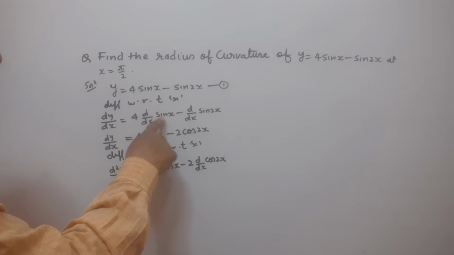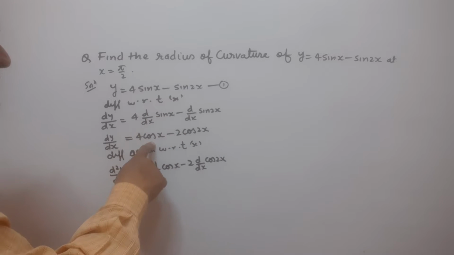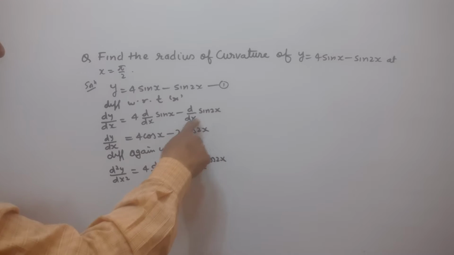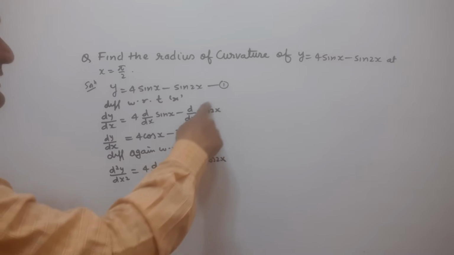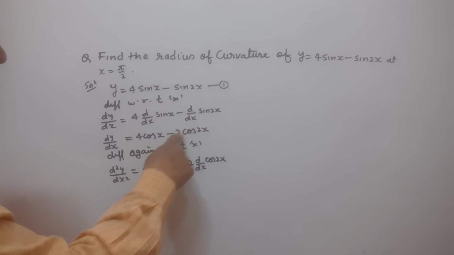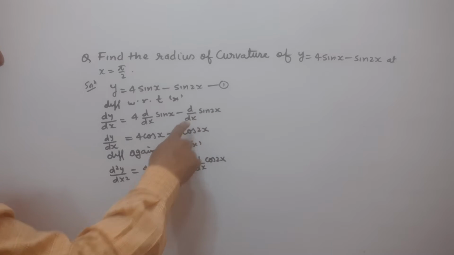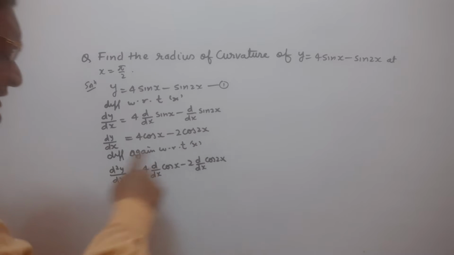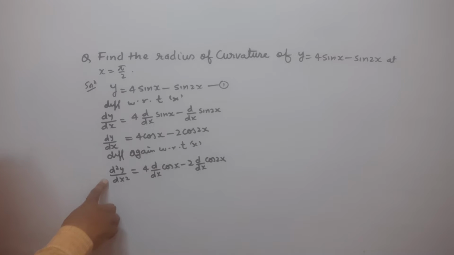Now differentiation of sin x with respect to x is cos x, and differentiation of sin 2x with respect to x is cos 2x, and differentiation of 2x with respect to x, so 2 is constant here, and differentiation of x with respect to x is 1. Now we differentiate this again with respect to x, we get d2y by dx2 is equal to 4 d by dx of cos x minus 2 into d by dx of cos 2x.